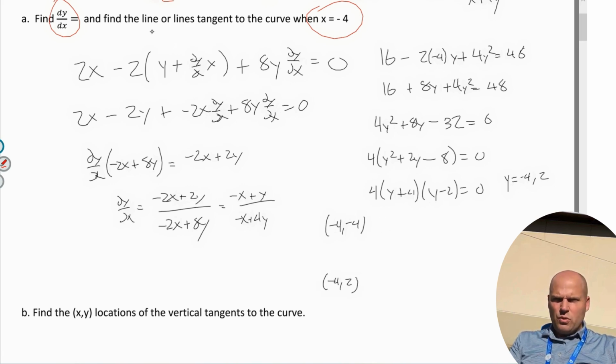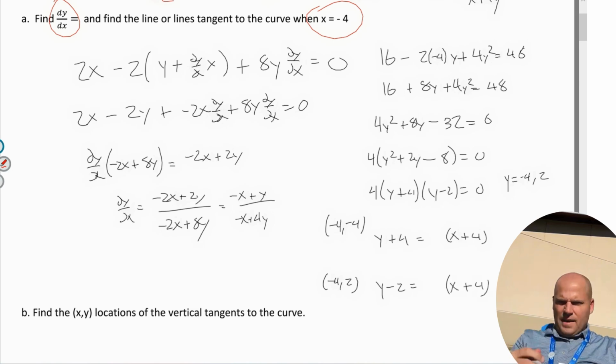Which means you need 2 tangent equations. So remember, if I say find the line or lines tangent, I'm talking about the equation of a line, not the slope of the line. So we'd have y minus y1 equals m times x minus x1. We got y minus 2 equals m times x plus 4 here. We're going to have to plug in these points.